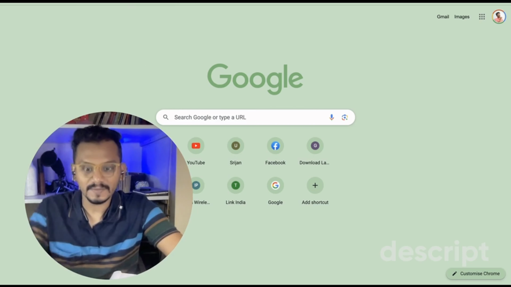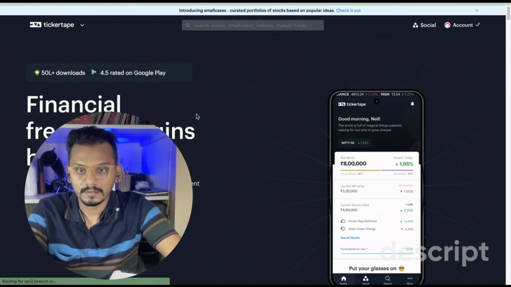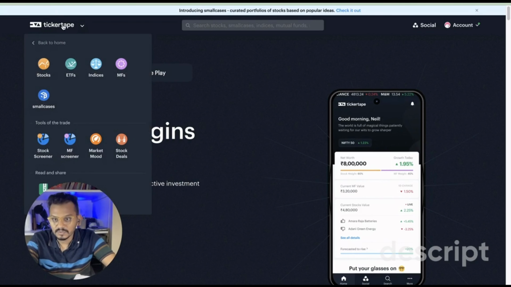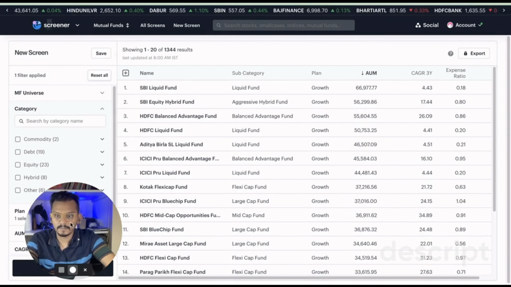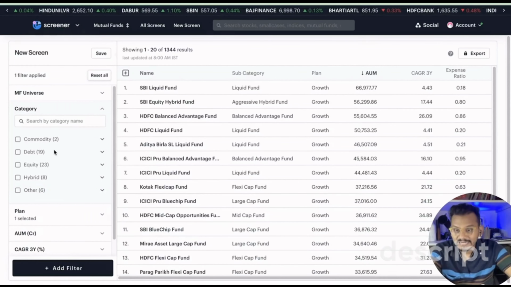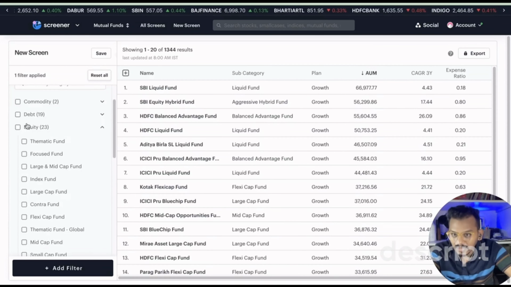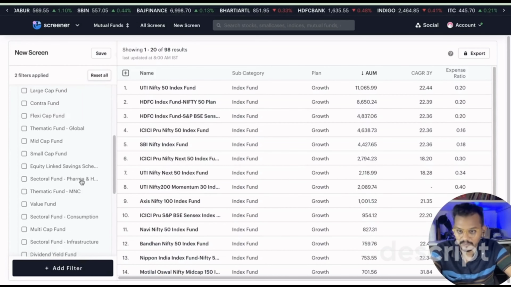Okay. Let me go to Ticker Tape. Now we need to go to the Ticker Tape mutual fund screener. You see, mutual fund screener. So here we need to find out the best index mutual fund, correct? From the category, we'll go to equity. In equity, there are different categories as well. Among the top categories, we'll select index fund, right?